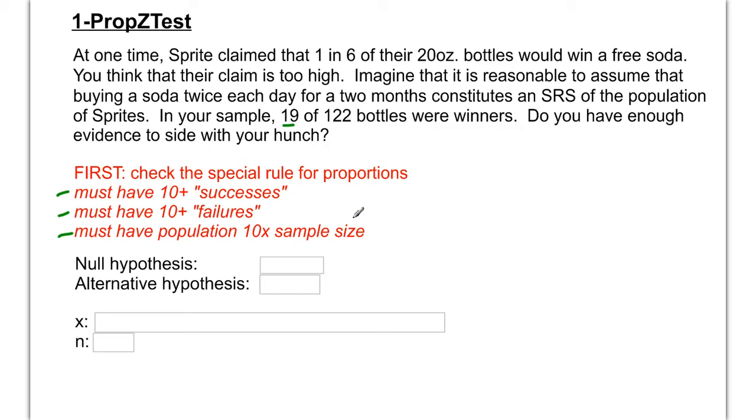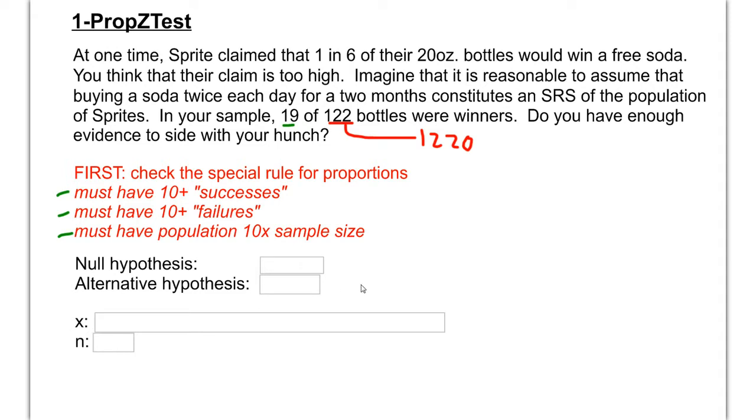And a population at least 10 times our sample size. That means that the population of all Sprites should be more than 10 times this number, so more than about 1,200. I would say there's probably more than 1,200 bottles of Sprites out there, so this population should be plenty big.